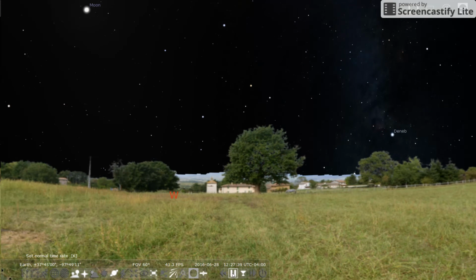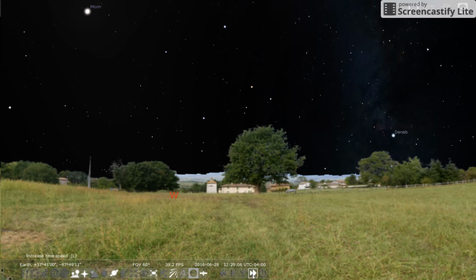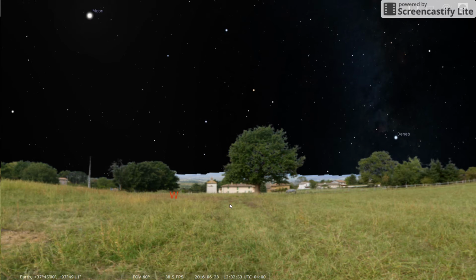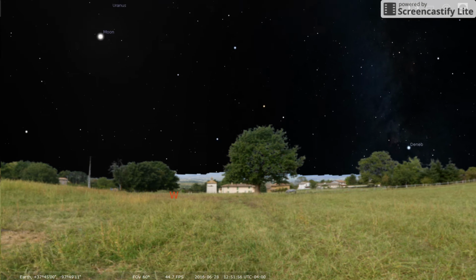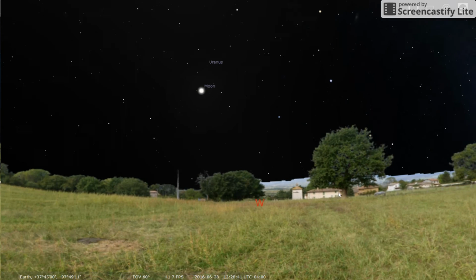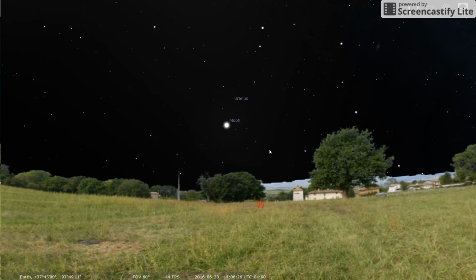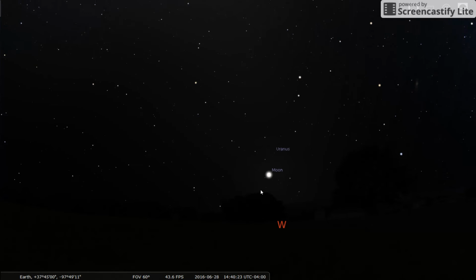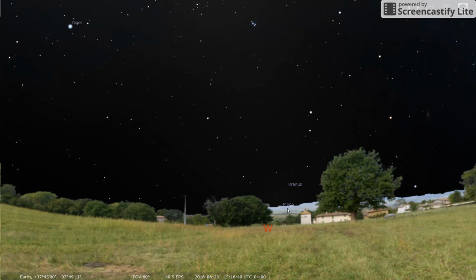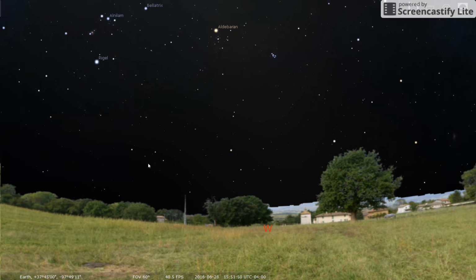And let's speed up how fast the sky is moving. Okay, so we start seeing it moving there, maybe just one more. Okay, we are looking west, and we see how the sky is moving there. We see the moon, Uranus, moving across the sky this way.